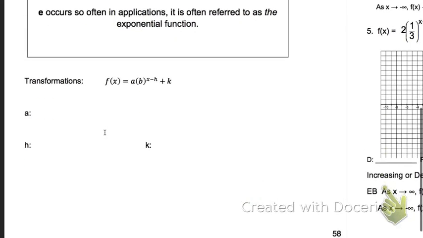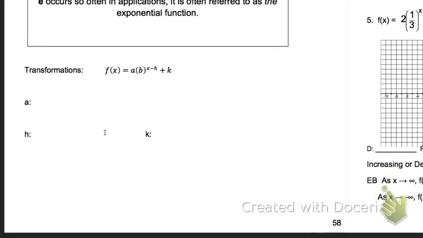Below, we're also going to talk about how the parent function is transformed. So how exponential is transformed. You all should know most of these because we've been doing them since the first unit, but we're just going to kind of refresh our memory. So the number in front, A, is a vertical stretch or shrink or compression, whatever you want to say.